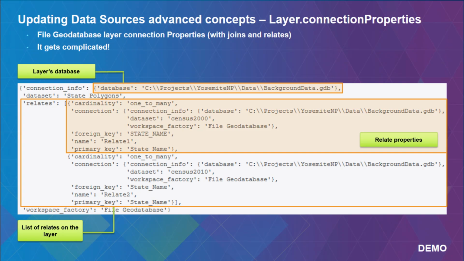So for example, as a developer, you'd be able to write a script that would go in and change joins and relates properties without actually having to drop the join and relate and recreate it. And that can be pretty powerful.